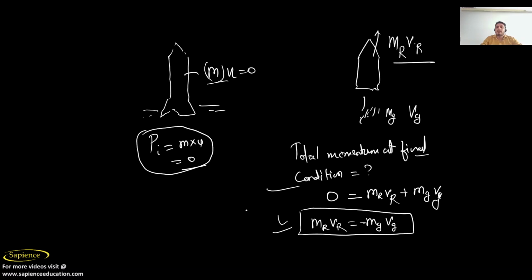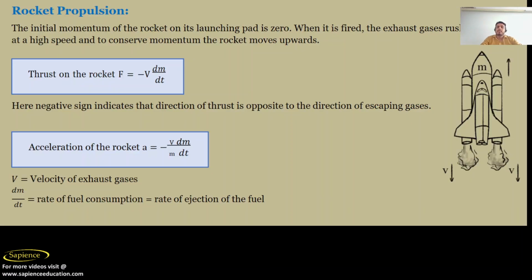So while solving a problem, you will get a lot of relations here. So you will be able to find how to find the velocity of the rocket, and how much mass of the gas is required, and all. So I will give you some examples of rocket propulsion system. Okay.